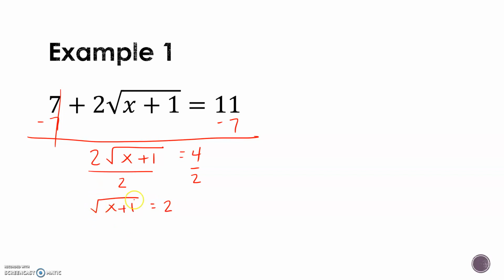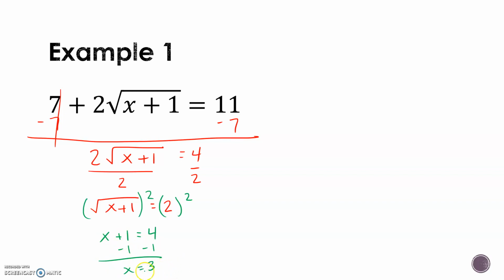Now that the square root is isolated, we need to actually get rid of the square root. So the inverse of that is to take the whole thing and square it. And I'm going to do that to both sides. When you square a square root, they cancel each other out because they are inverses of each other. So x plus 1 is equal to 4. And then solve for x, so minus 1. And x is equal to 3.